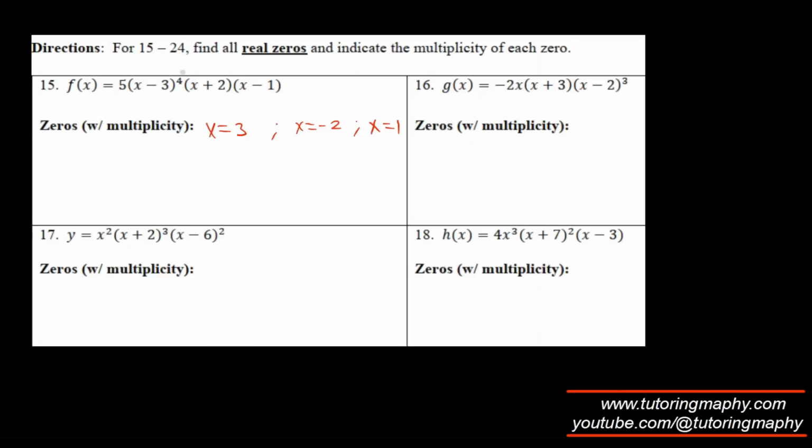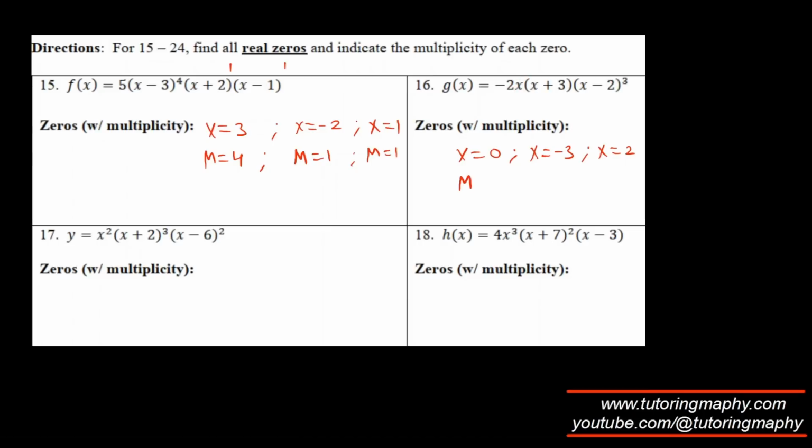Multiplicity is just the power of that factor. For example, x minus 3 factor has a power of 4, so multiplicity is 4. And rest of these, there is no power, means the power is 1, so the multiplicity is 1 as well, right? Likewise, over here, the zeros are x equal to 0, x equal to negative 3, and x equal to 2.